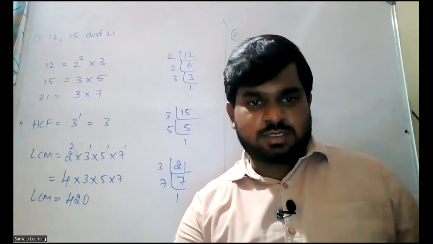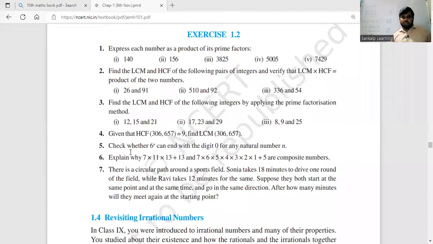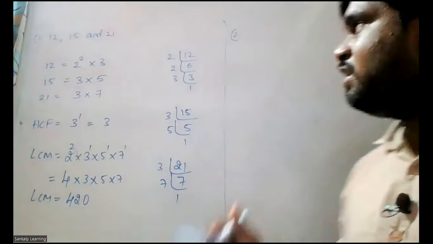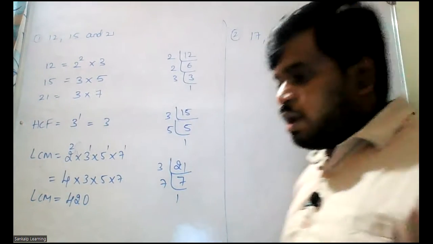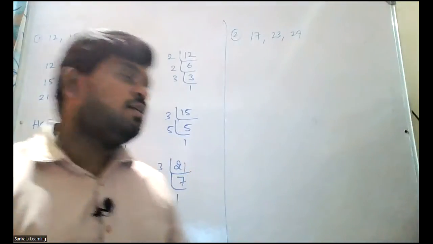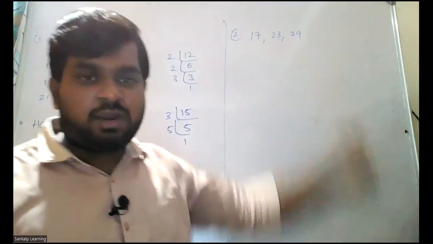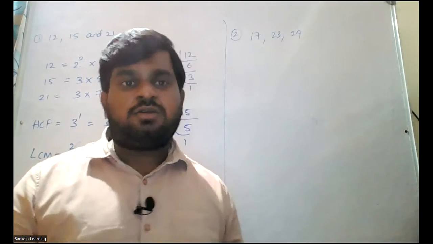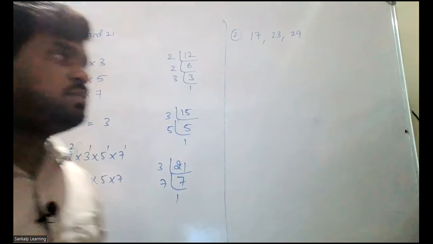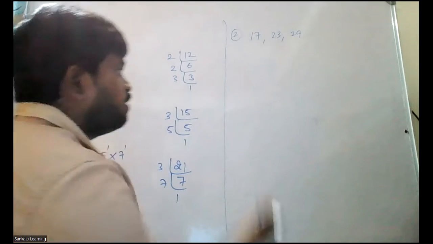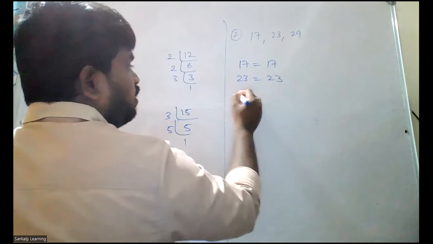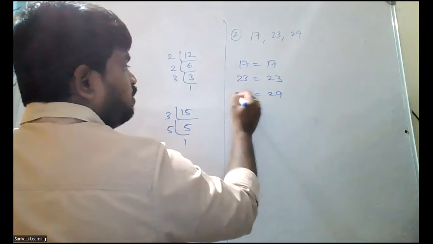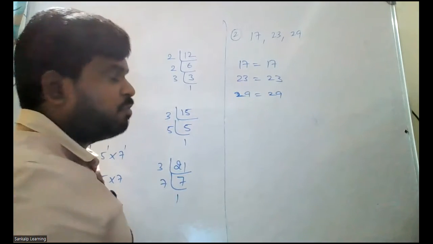Okay, let's get into the second question. Let's see what is the second question. Find the HCF and LCM of 17, 23 and 29. Now we have to prime factorize these. But what are these numbers? 17, 23 and 29 are basically prime numbers, right? So you cannot further express them as products of primes because they themselves are prime. So 17 can be written as only 17. 23 can be written as 23. 29 as 29 itself.